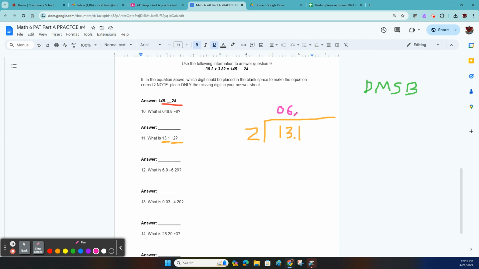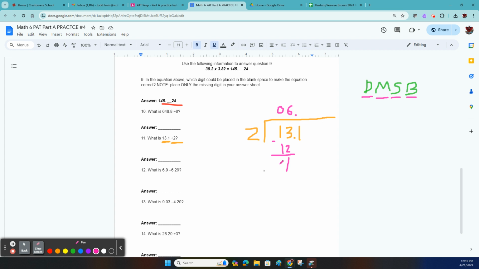Okay, and I'm going to write my decimal right on top, right there, align them so they're close together, so our place values are all good. Anyway, 2 fits into 13 6 times, so that's my divide step. Now let's multiply. 2 times 6 is 12. Next step is subtract. 13 take away 12 is 1.